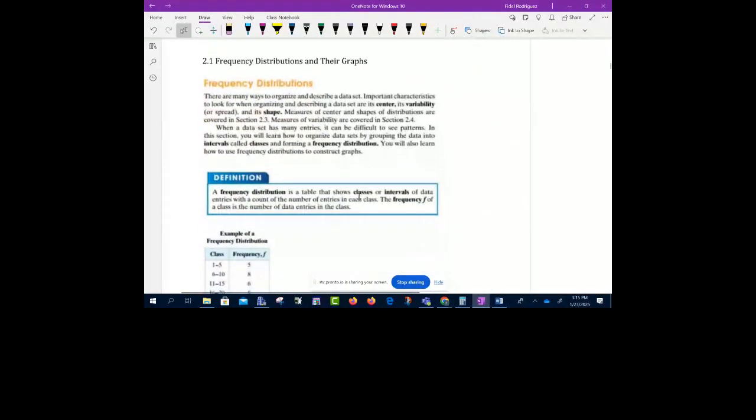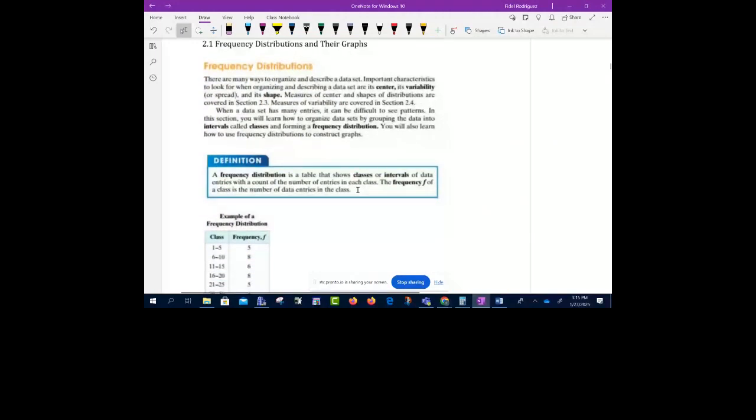Okay, so y'all, we're going to go through the next section in our notes, 2.1, which talks about frequency distributions and their graphs. There are many ways to organize and describe a data set. Important characteristics to look for are the center, the variability or the spread, and the shape. Measures of center and shapes of distribution are covered in section 2.3. We'll talk about that a little bit later. Measures of variability are covered in section 2.4.